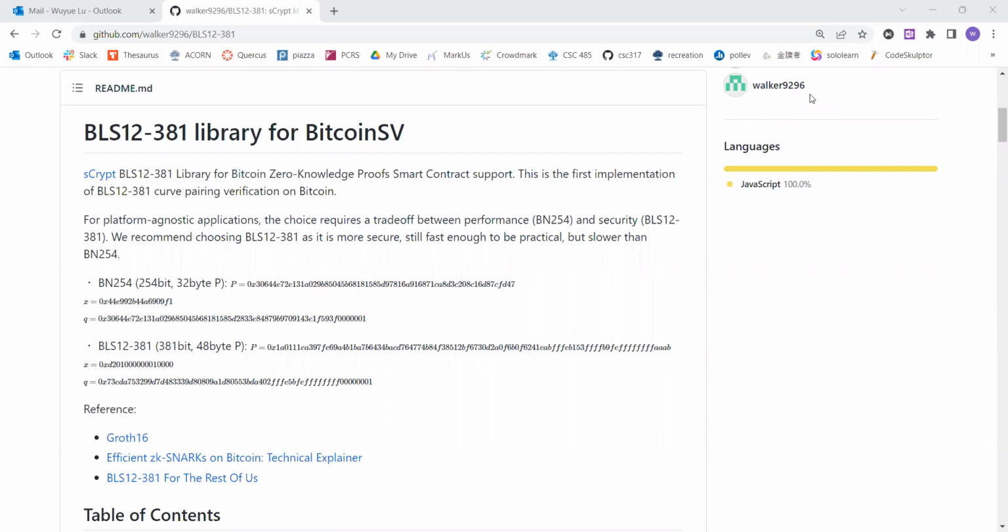For platform-agnostic applications, the choice requires a trade-off between performance using BN254 and security using BLS12381. We will recommend using BLS12381 as it is more secure. Although it is slower than BN254, it is still fast enough to be practical.